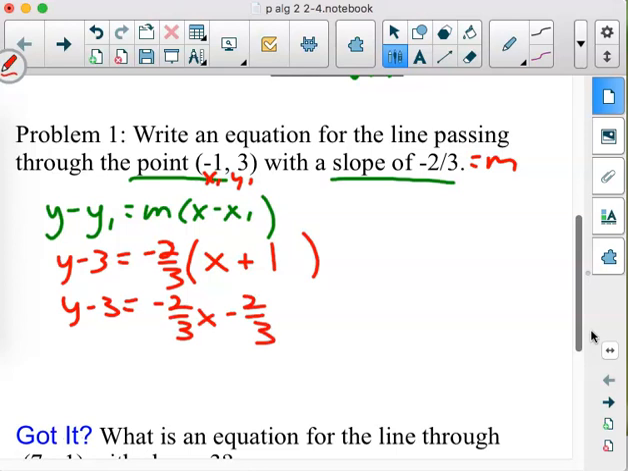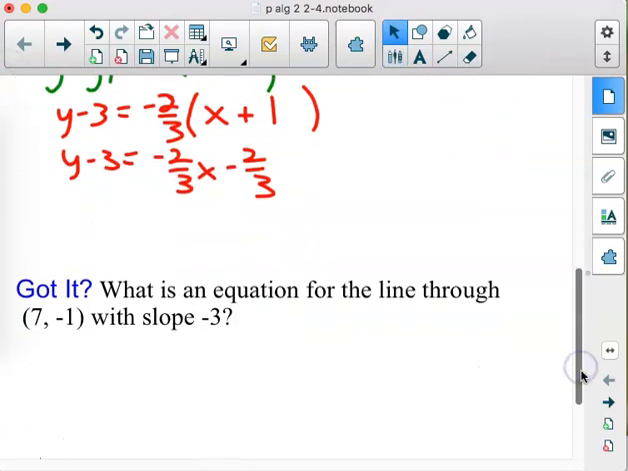So negative 2/3 times x is negative 2/3 x, and negative 2/3 times 1 is negative 2/3. And then I realize it's almost y equals mx plus b. All I have to do is add 3 to both sides. Oh, but this is a fraction. Well, that's okay. We just have to get a common denominator.